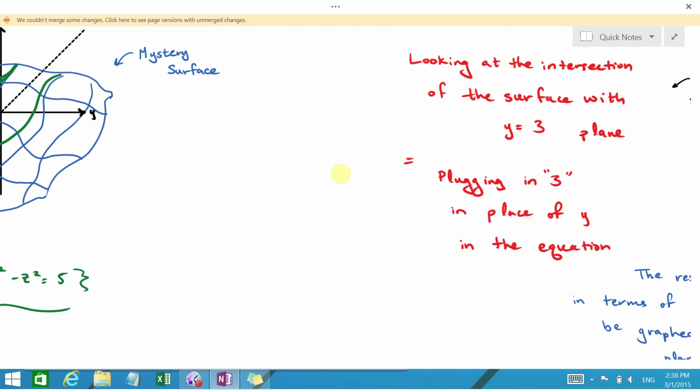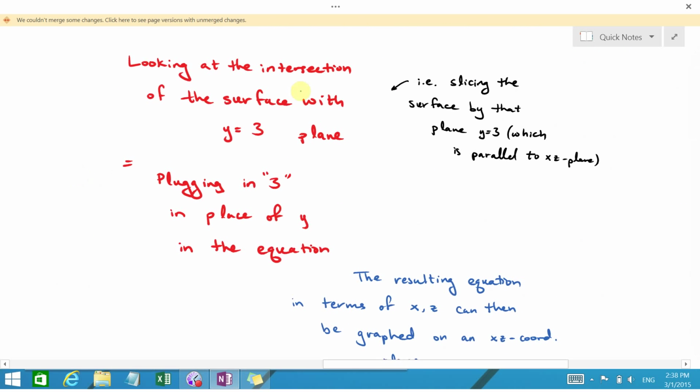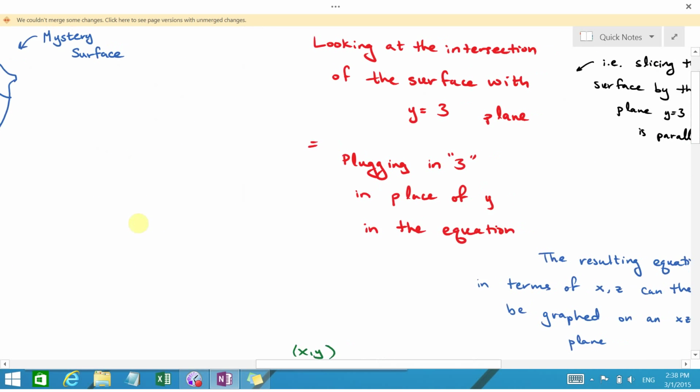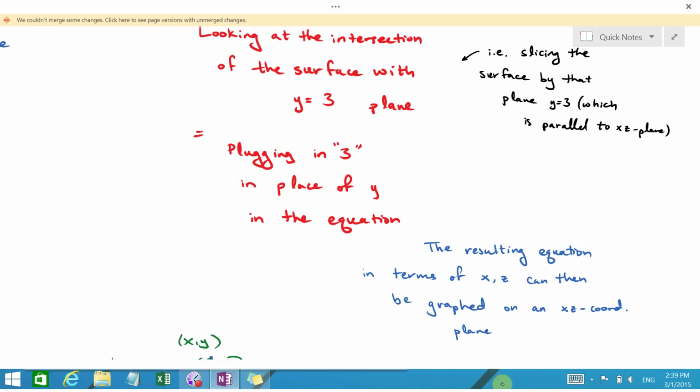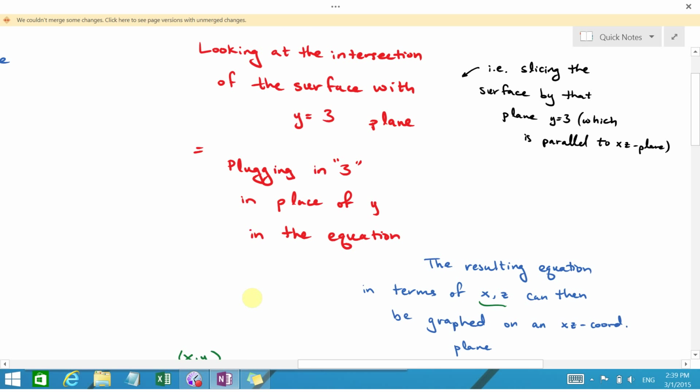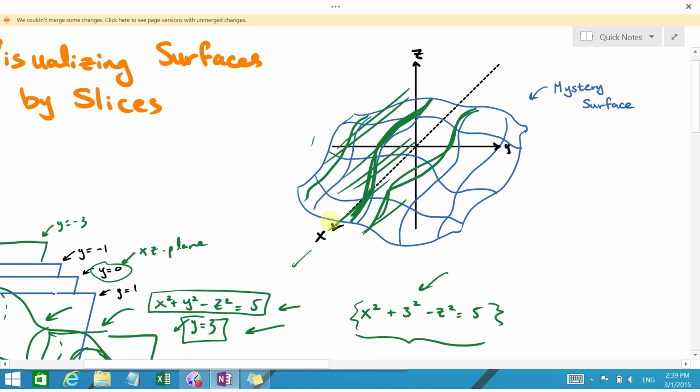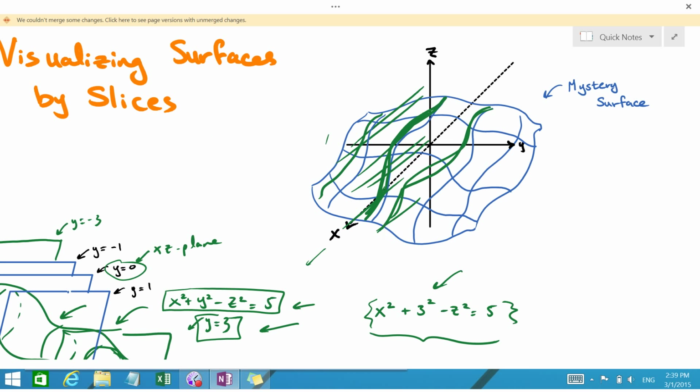So it's a general rule worth recording right here. Looking at the intersection of a surface with the y equals 3 plane, that kind of butcher knife, slicing the surface by that plane, parallel to the xz plane, is the same as plugging in 3 in place of y in the equation for that surface, like we did over here. We just plugged in 3 instead of y. Okay, so the resulting equation, which is only going to involve x and z, because we plugged in something for y, can then be graphed on the xz coordinate plane. And like I said, it's exactly that kind of slice, the kind of bloody remains left on the butcher knife, the cleaver.